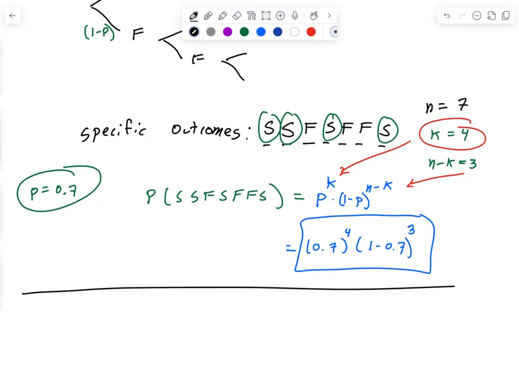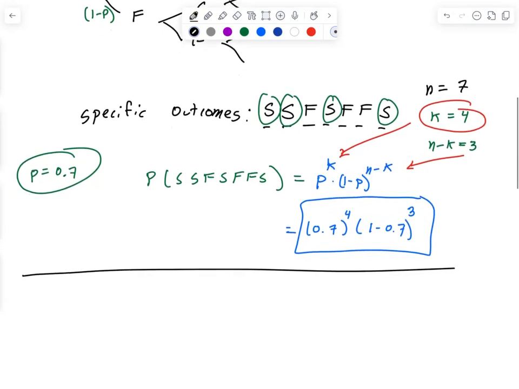3 more things, and then we're done with what I'm going to have up here. What happens if we still have P is 0.7 and N is 7? So here's an example, and I ask you, what is the probability that they are all successes? If they're all successes, how many successes are there? Not 4. There'd be 7, right? So K would be 7. All of them would be successes, yes?